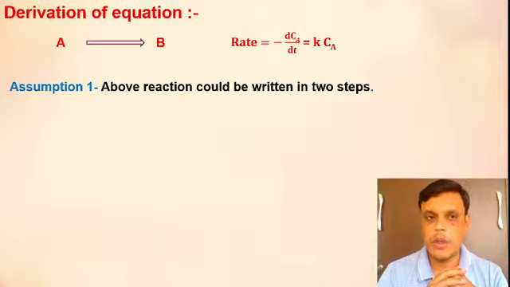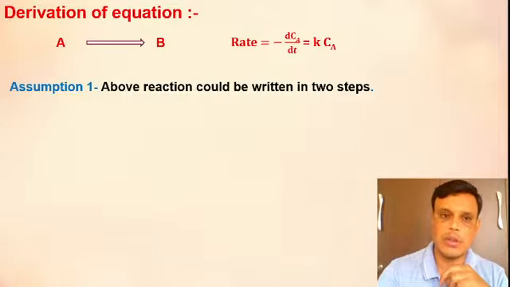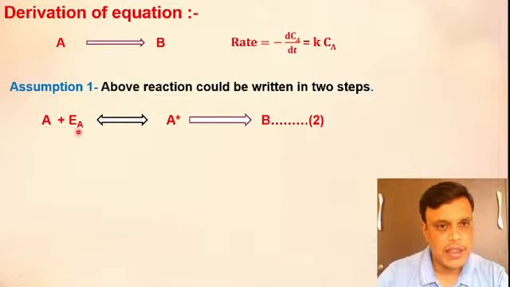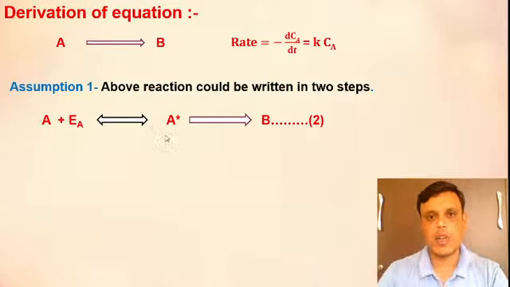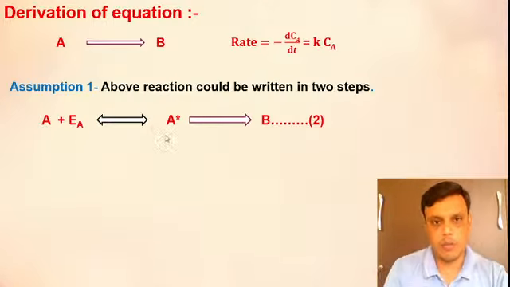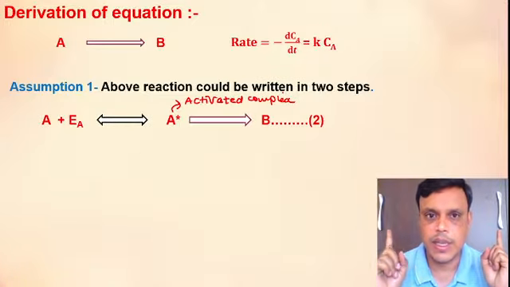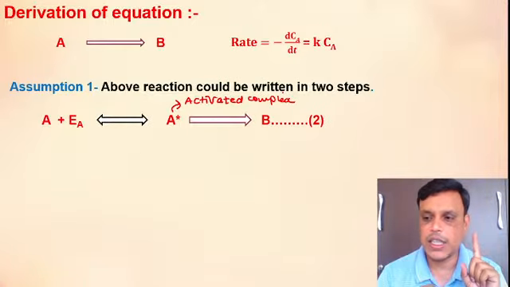What happens in the two steps? Let us see first. This reactant A gets the energy Ea, that is the energy of activation, and goes into the activated complex. This is called the activated complex, A star. Why is the star there? Because it is an activated complex. So the first step is the formation of the activated complex. It is not a simple single-step reaction, it is a two-step reaction. And in the first step, what happens?